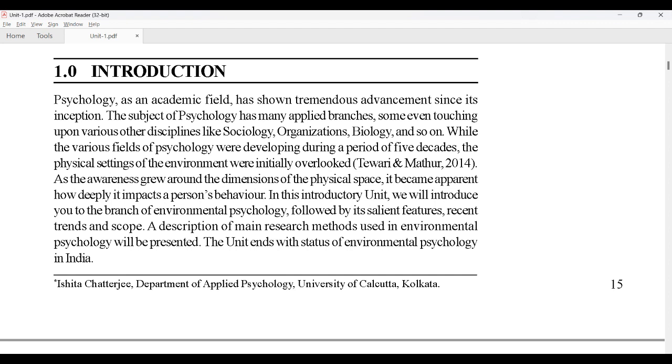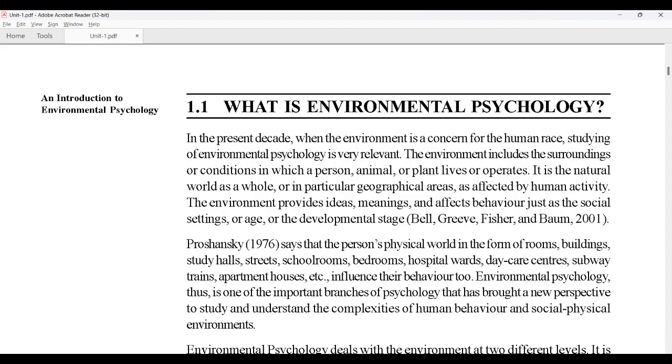behavior. In this introductory unit, we will introduce you to the branch of environmental psychology, followed by its salient features, recent trends and scope. A description of main research methods used in environmental psychology will be presented. The unit ends with status of environmental psychology in India.